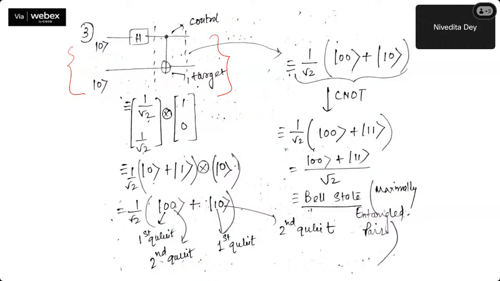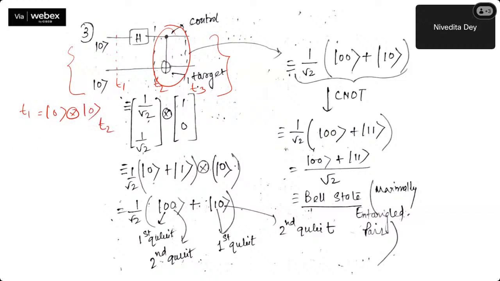So the third question was, you had a Hadamard there and this is a CNOT gate, right? And this was the output only. So let us just work. Say this is, for example, T1, this is T2, and this is T3. So at T1, what do you have? At T1, you have nothing but |0⟩ tensor product |0⟩.